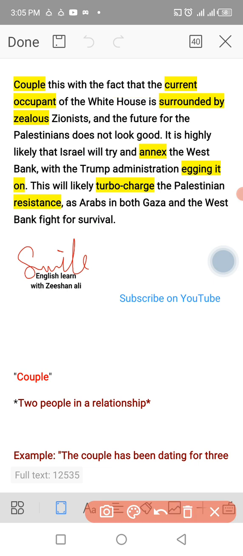Next paragraph: Couple this with the fact that the current occupant of the White House is surrounded by zealous Zionists, the future for the Palestinians does not look good. It is highly likely that Israel will try to annex the West Bank with the Trump administration egging it on. This will likely turbocharge the Palestinian resistance as Arabs in both Gaza and the West Bank fight for survival. Important words: couple, current occupant, surrounded by, zealous, annex, egging it on, turbocharge, resistance.